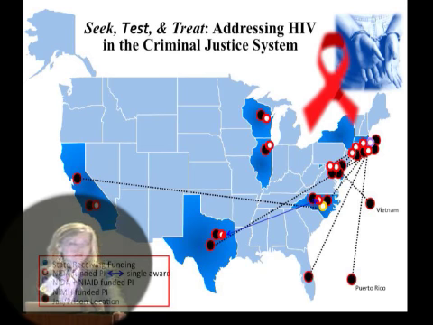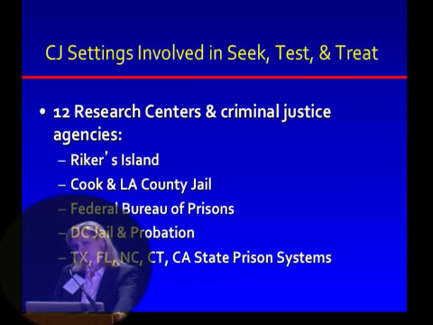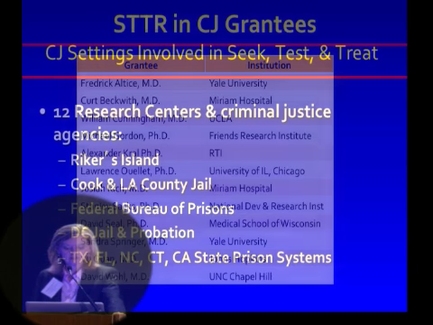They all partner with multiple and different criminal justice organizations, and we have funding from NIDA. One center is funded from NIMH, and co-funding from NIAID. There are 12 centers. They represent some of the largest criminal justice systems within the United States, some of the largest jail systems, including Rikers Island, Cook, and LA County, the federal system, the Federal Bureau of Prisons, the District of Columbia, both jail and probation, and then different state prison systems, including Texas, Florida, North Carolina, Connecticut, and California, where they have high prison populations, high drug abusing populations, and high rates of HIV.